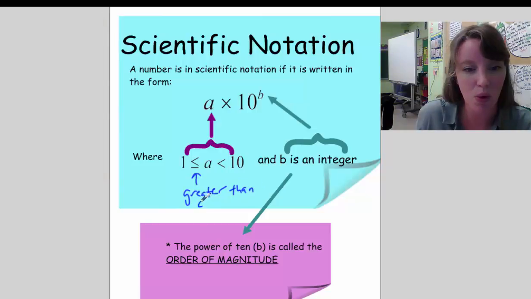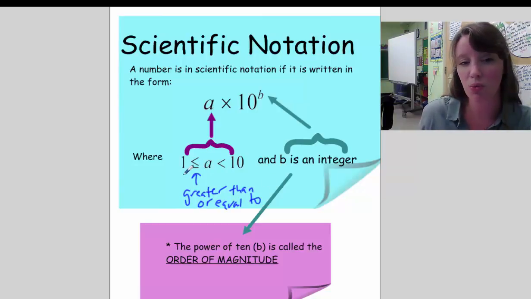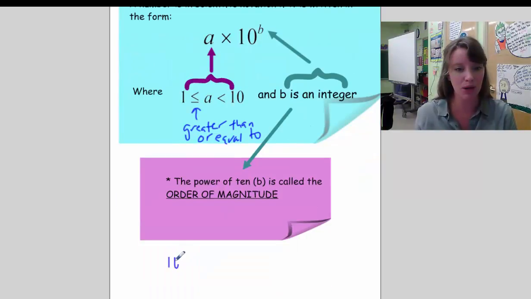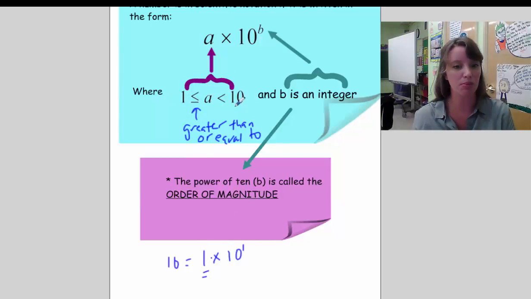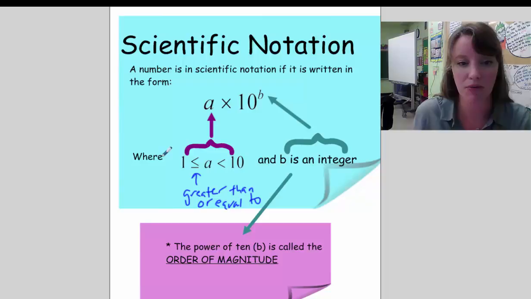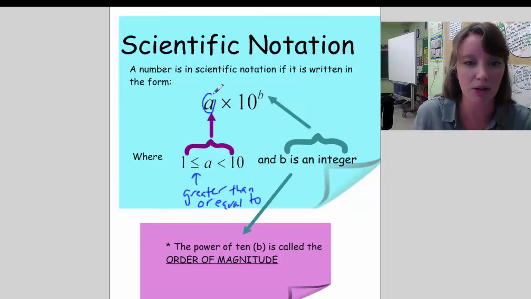So it can be greater than or equal to 1, but it has to be strictly less than 10. Okay? So 10 itself, written in scientific notation, it's interesting to note that 10 would be written as 1 times 10 to the first power. That's because this number right here has to be greater than or equal to 1, but less than 10. Okay? So be careful of that number. This is called the coefficient right here.